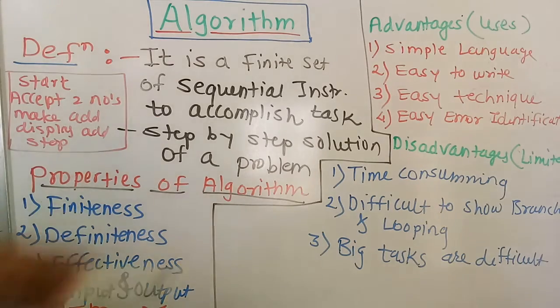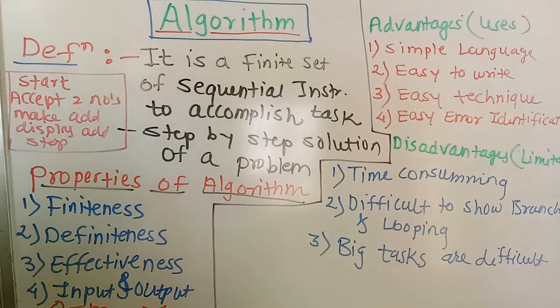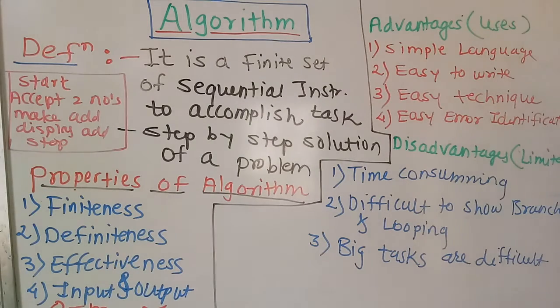The next one is that it is easy to write. Algorithms are very easy to write because it is nothing but our plain way of thinking. We only have to write in plain English terms, so there is no burden while designing the algorithm. These are simply our way of thinking.